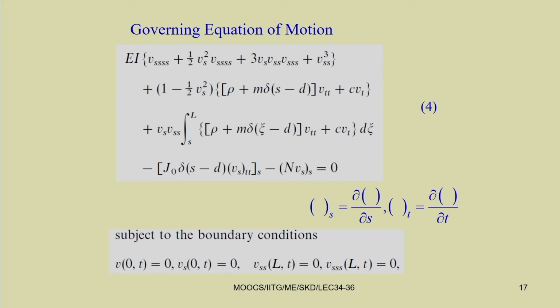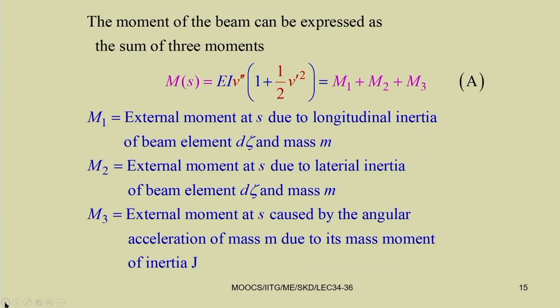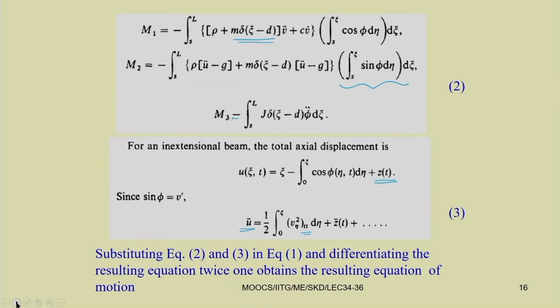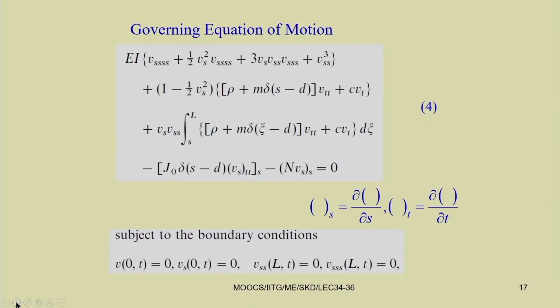Actually, you will get this equation by twice differentiating this equation, after substituting m 1, m 2, m 3. You know moment: if you differentiate moment once you will get the shear force, and further differentiation will give you the loading condition, the load. That is why you have to differentiate it twice. So, by differentiating twice you can get this equation, along with boundary conditions.